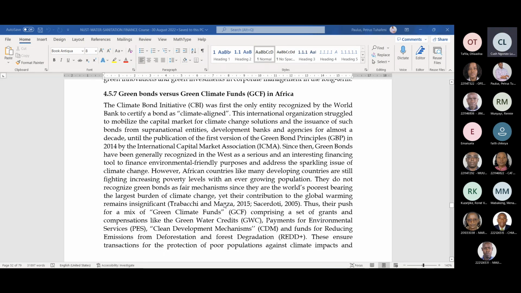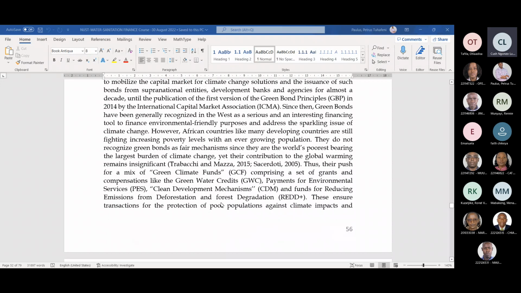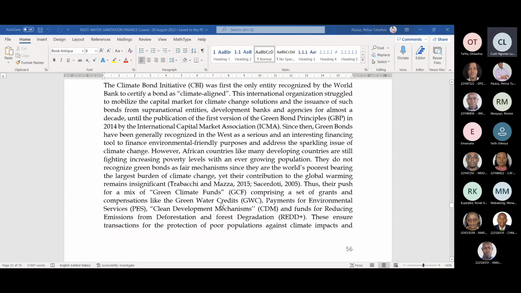You can note the last sentence on this page, page 56. Since then, green bonds have been generally recognized in the West as a serious and interesting financing tool to finance environmentally friendly purposes and address the pressing issue of climate change.